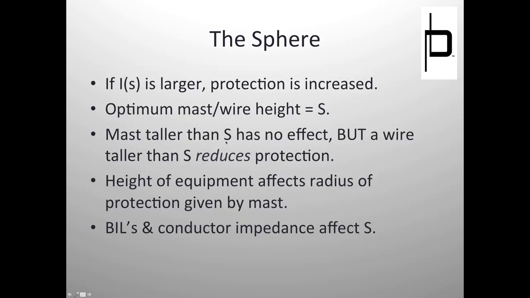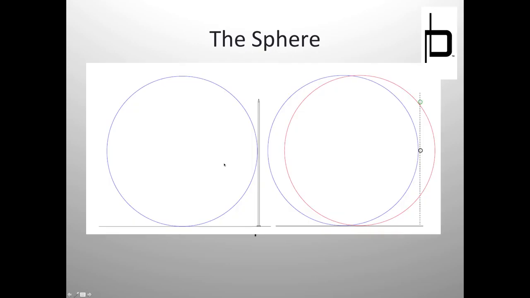Now, a mast that's taller than S has no effect, but a wire that's taller than S can actually reduce protection. Let me show you why. If we raise the mast, in the previous picture the mast was here, at the diameter of the sphere. We've raised it, and it did not stop the sphere any earlier. It stopped the sphere in the exact same place. However, if we raise the wire from here to here, we can actually reduce protection. The new protection is only under this red circle. And why is that? That's because the sphere began to roll underneath the wire. It can't roll underneath the mast, but it can roll underneath a wire.